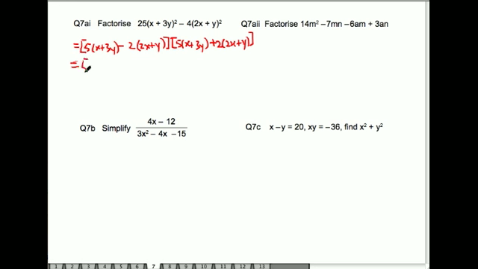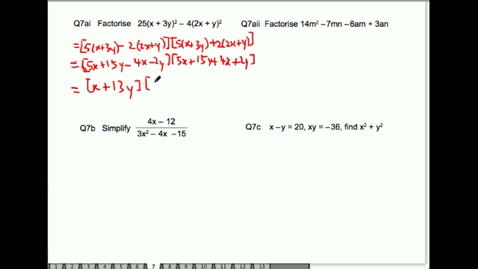Now we simplify it. We have 5x plus 15y minus 4x minus 2y. On this side, 5x plus 15y plus 4x plus 2y. And simplifying it further, we have x plus 13y, and on this side we have 9x plus 70y.